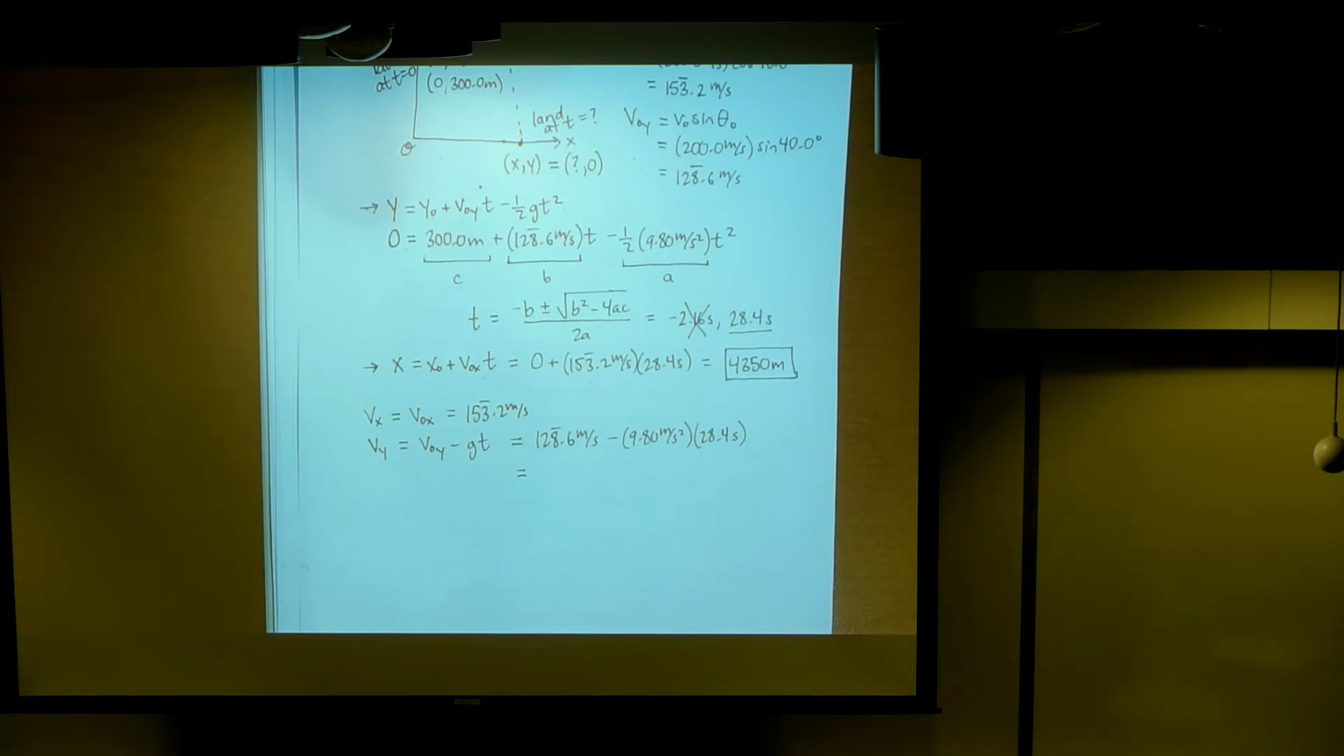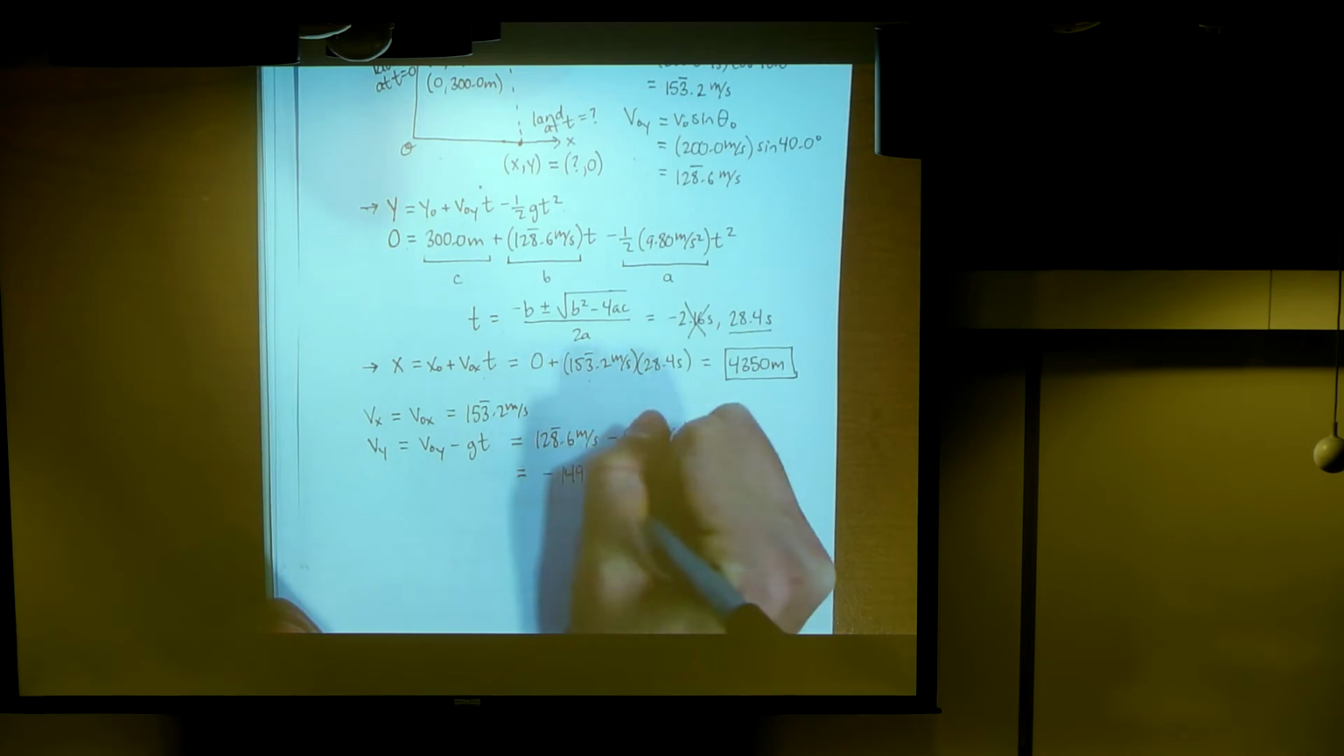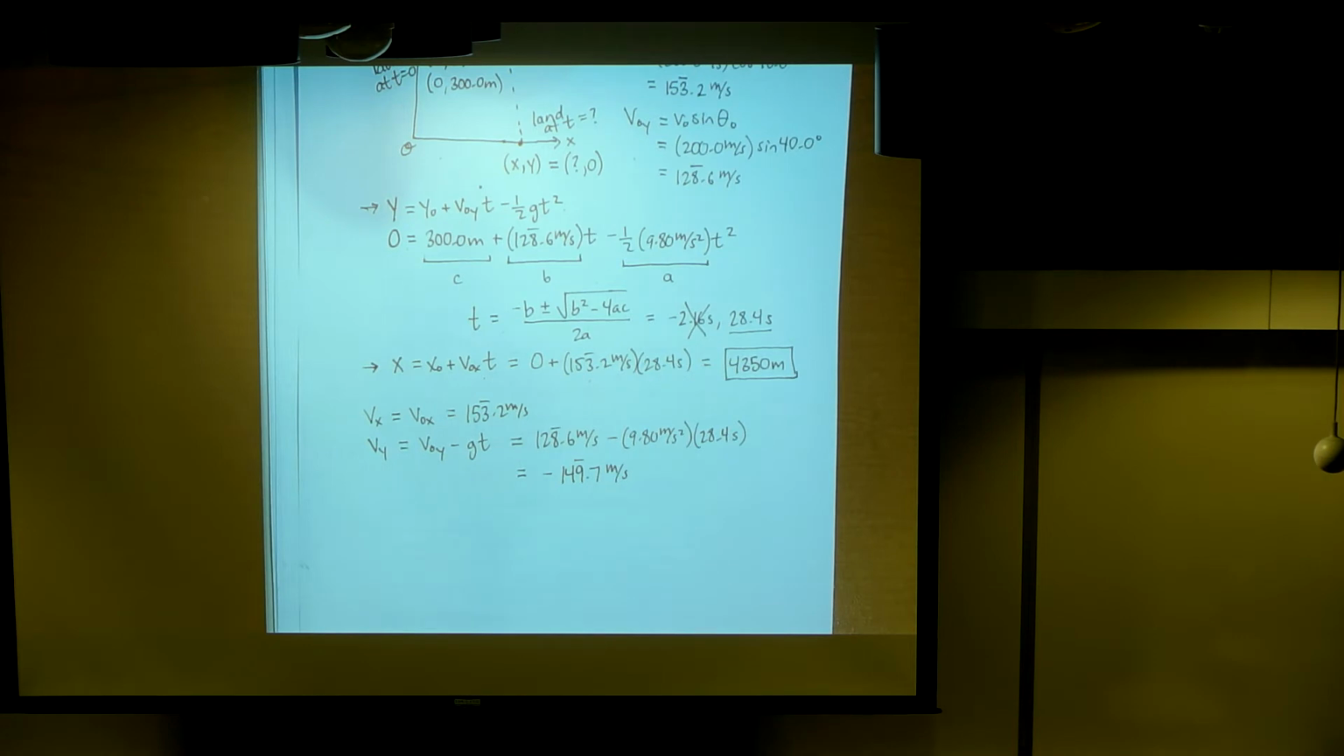Negative 149.7 meters per second. Now, does it make sense that this came out negative? What is that telling us? Yeah, we're going down. And of course, you'd have to have a negative y velocity if you're on your way down and just about to hit the ground, right? So if this came out positive, that would tell us we did something wrong. But it makes sense it came out negative, okay?